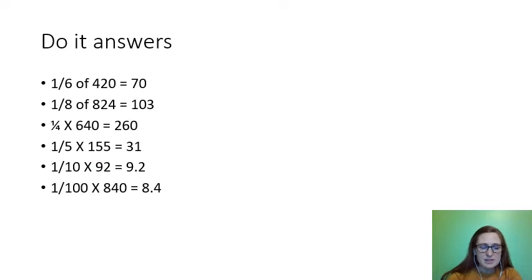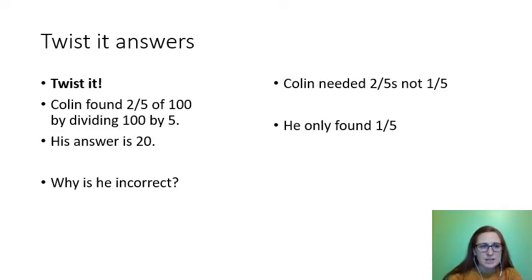Let's check the answers to yesterday's do it. Pause the screen and tick them off. Excellent job. So yesterday's twist it, Colin found 2/5 of 100 by dividing 100 by 5. His answer is 20. Why is he incorrect? So Colin needed 2/5, not 1/5. He only found one of those fifths, but he needed two of those. And in today's lesson, we're going to find out how to find two of those fifths.